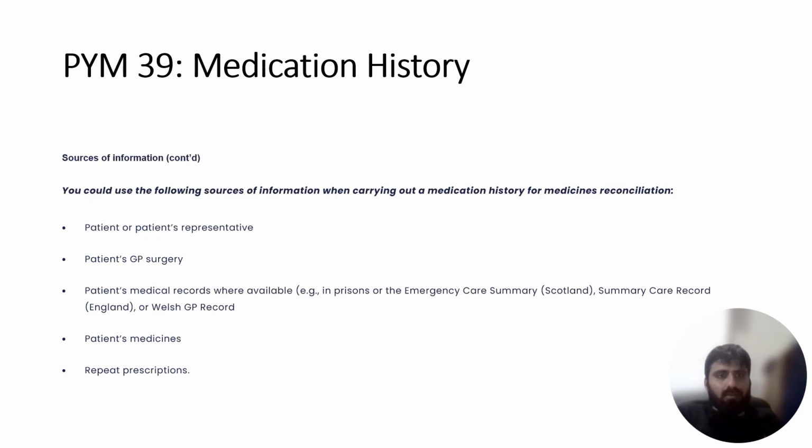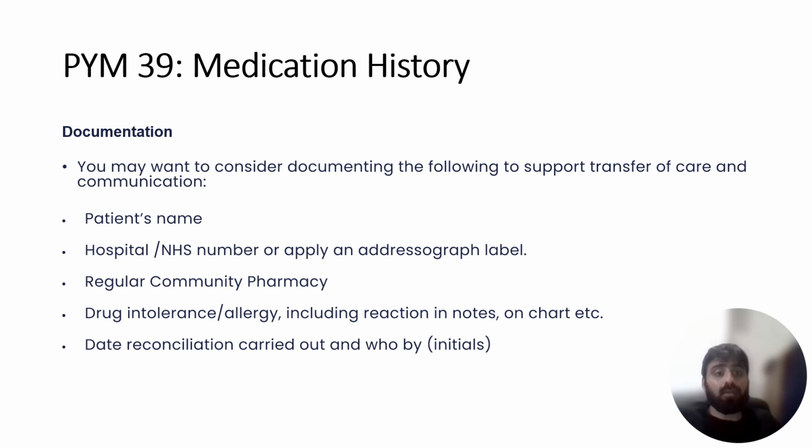Next would be, you could use the following sources of information when carrying out a medication history for medicines reconciliation. Again, there are other sources you can use: patient and patient representative, patient GP surgery, patient medical records where available. So for example, in prisons or the emergency care summary in different states, you can have different records. So in Scotland it's emergency care summary, care record in England, or Welsh GP record. So patient's medicine, you can actually look at the patient medicine and get the information. Repeat prescriptions, you can check on that.